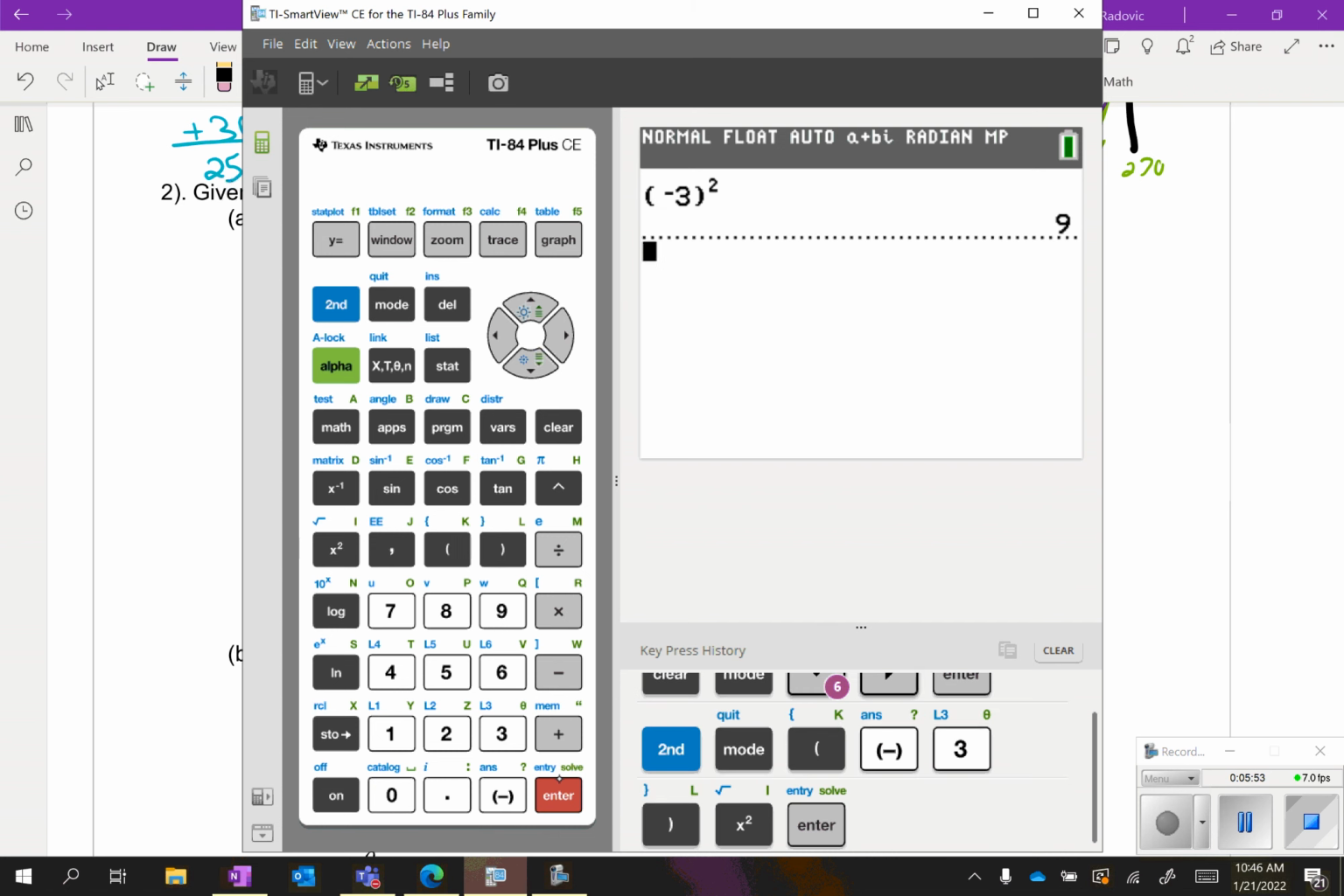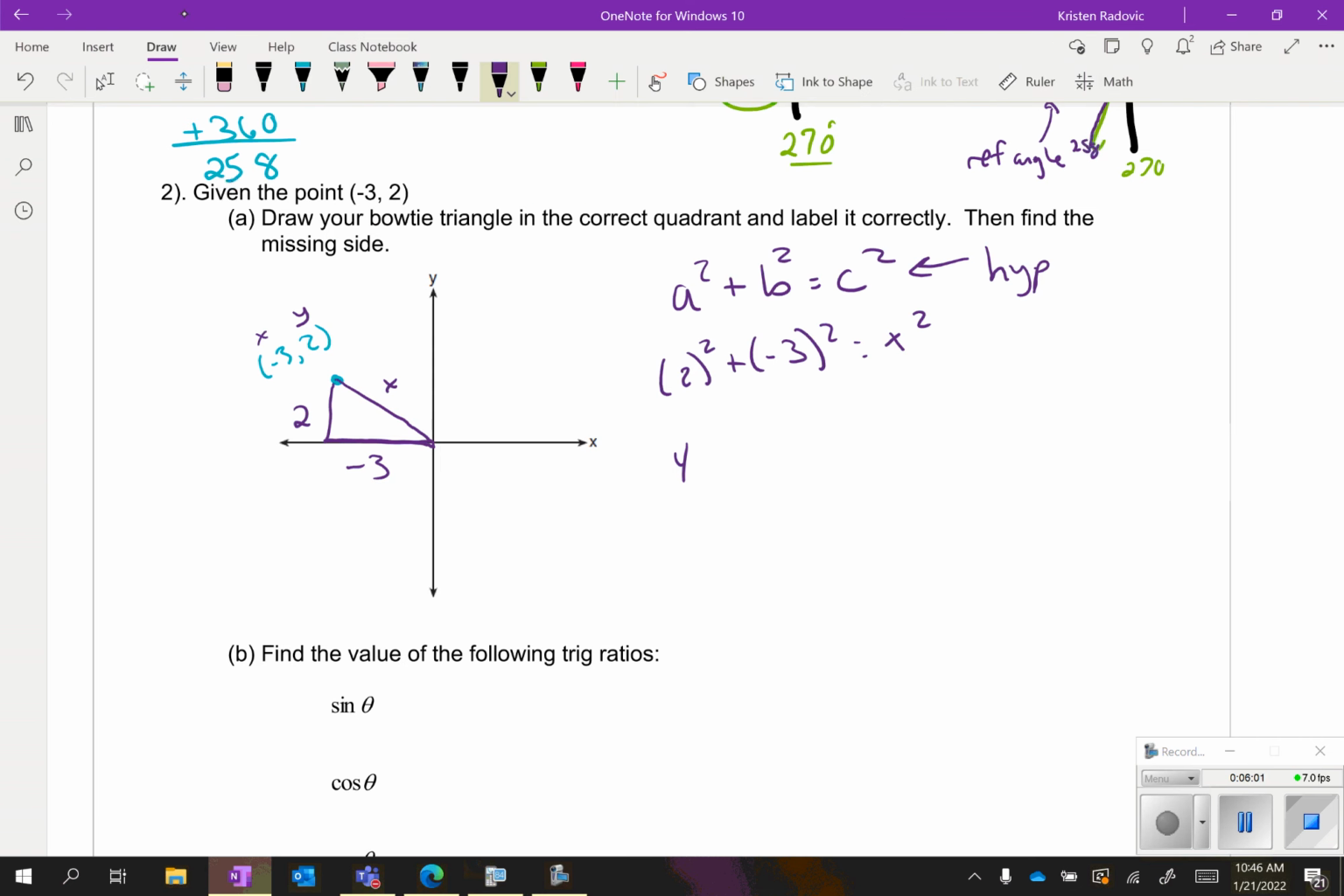-3 squared is +9. If you don't use parentheses, you're going to get the wrong answer, which is -9. Use parentheses when you have negative values. So you're going to get that x squared is 4 plus 9 is 13. So x is the square root of 13. Technically, it's plus or minus when you take a square root, but the hypotenuse is always a positive value.